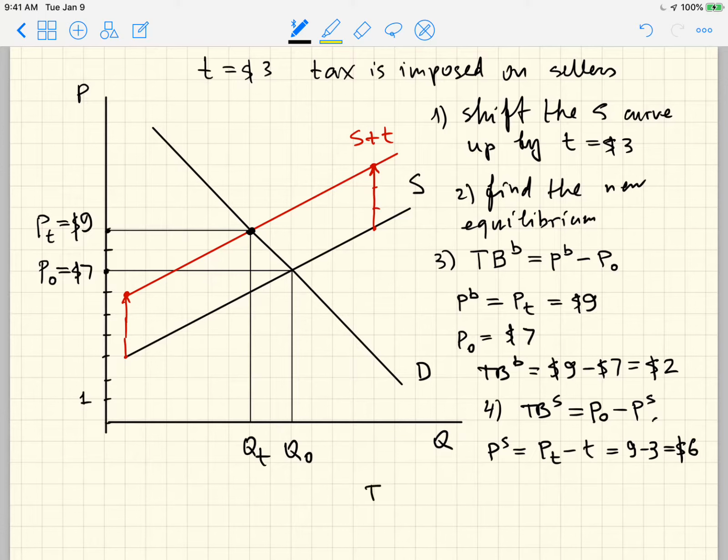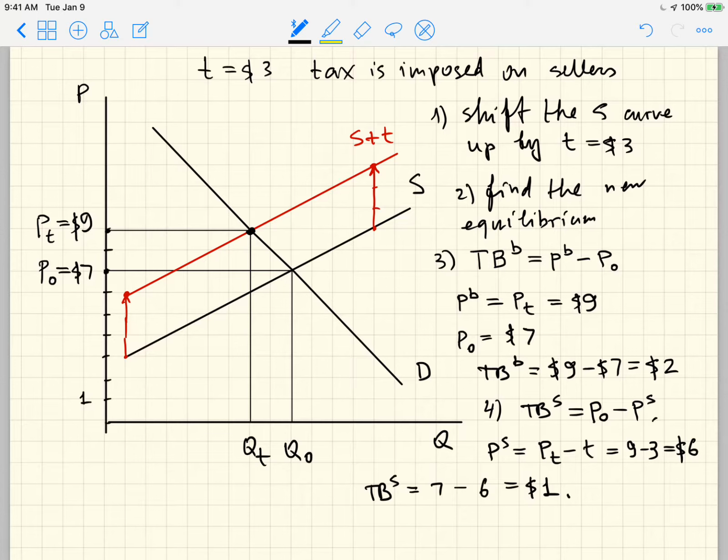So finally, we're ready to calculate tax burden on sellers, according to this formula. It is the difference between the initial equilibrium price, which is 7, right, and the new effective price received by sellers, which is $6. So just exactly $1.